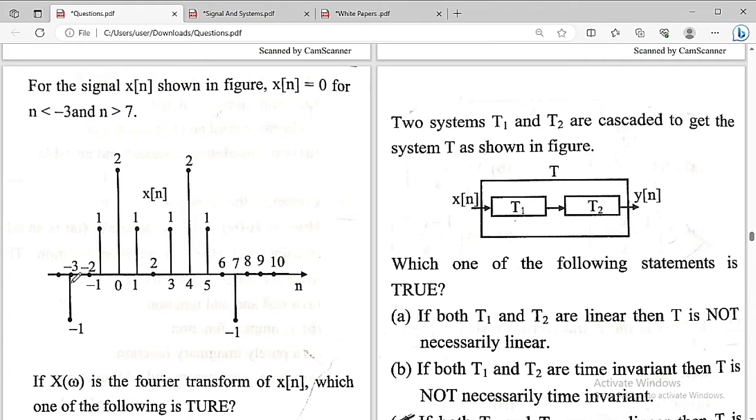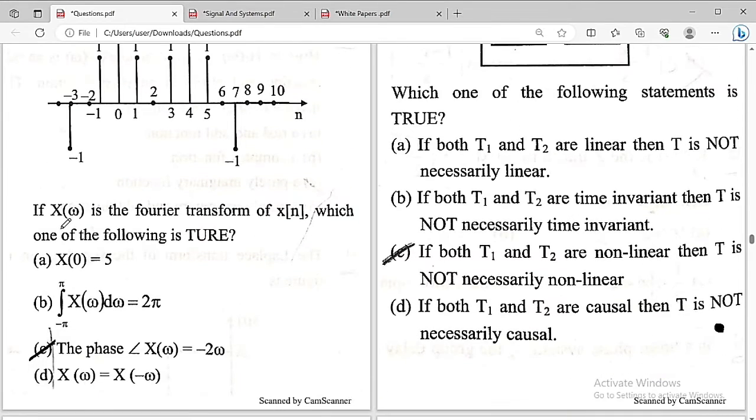So the signal is present only from minus 3 to 7. But the value at minus 3 is minus 1, at minus 2 it is 0, at minus 1 it is plus 1, at 0 it is 2, at 1 it is 1, at 2 it is 0, at 3 it is 1, at 4 it is 2, at 5 it is 1, at 6 it is 0, and at 7 it is minus 1, and in the remaining region its value is equal to 0.